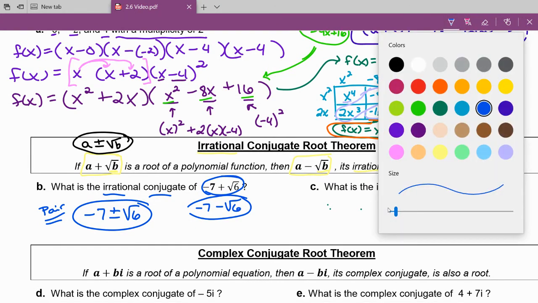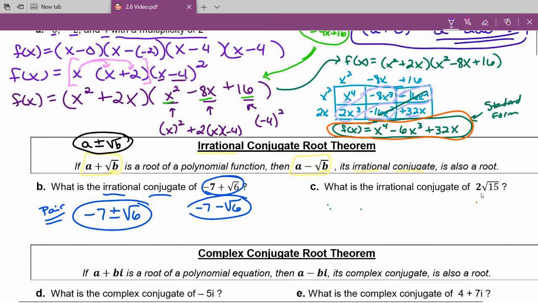All right, so the next one, instead of a binomial, instead of having two terms, it's only one term. So basically that's telling you that the a value would just be 0, and we don't need to have another number in front here. But 2 square root of 15 is positive, which means its irrational conjugate is -2 square root of 15. So the pair of positive and -2 square root of 15, that is a pair of irrational conjugates.